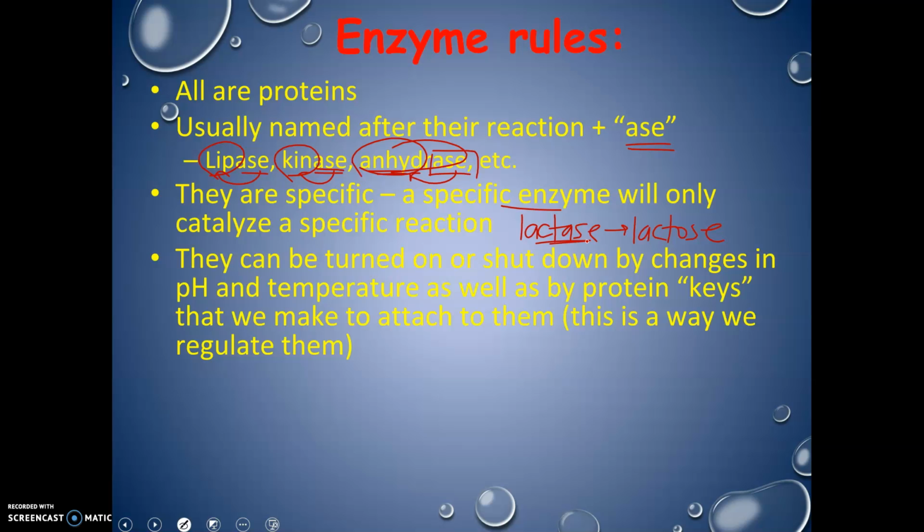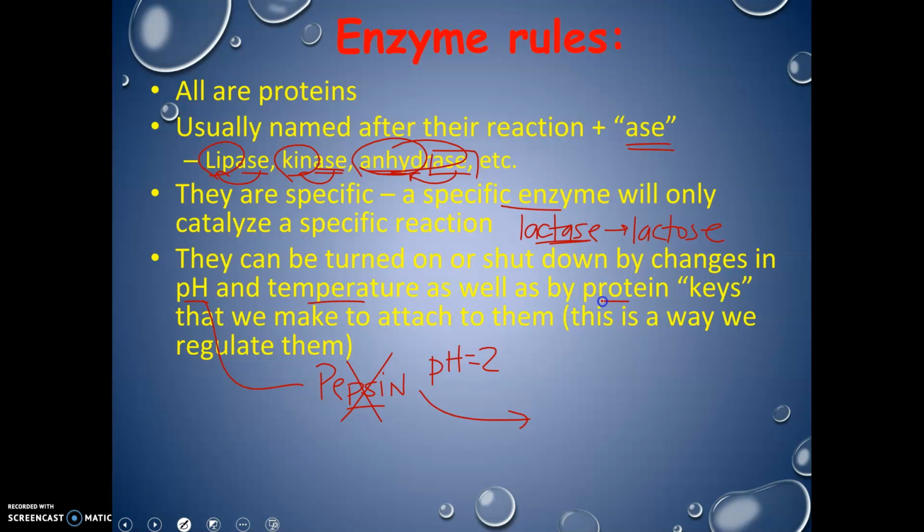Also, enzymes can be turned off or on by changes in things like pH and temperature. For example, in your stomach, you have an enzyme called pepsin, which sort of breaks that rule because it doesn't end in ase. Well, pepsin only works at a pH of 2. So when the food gets to the stomach, you actually have an acidic environment in your stomach. You make acid. That activates the pepsin, it starts working. But then when the food leaves your stomach and goes to your intestines, the pH goes back up, the pepsin shuts down, and other enzymes take over. So we can turn enzymes off and on using changes in pH or temperature.